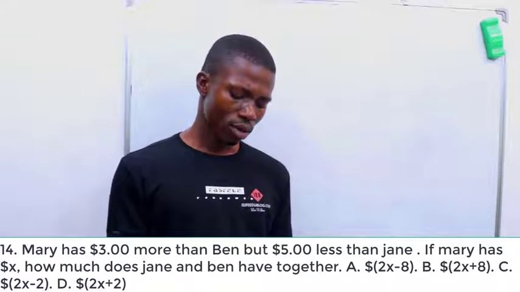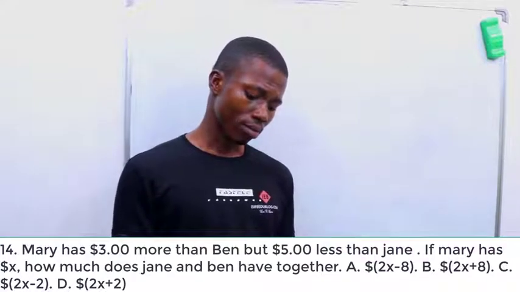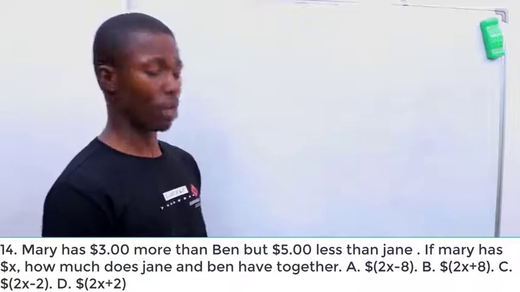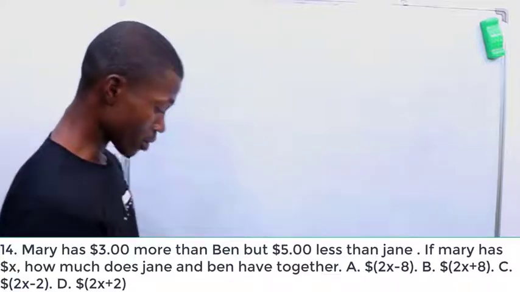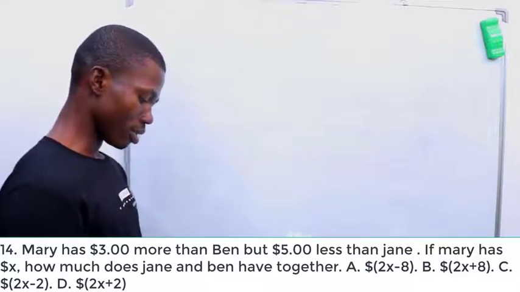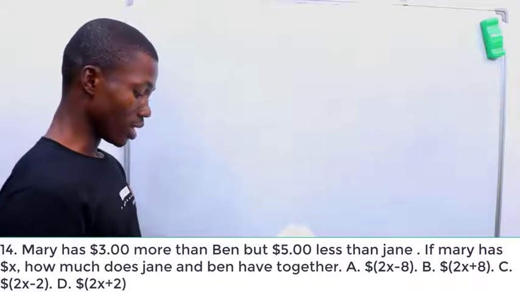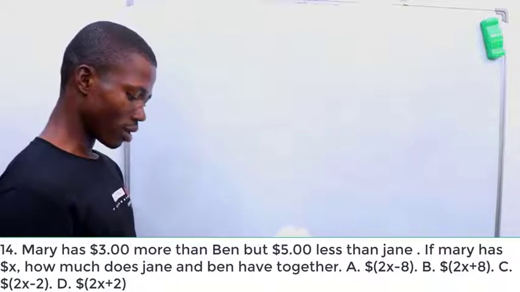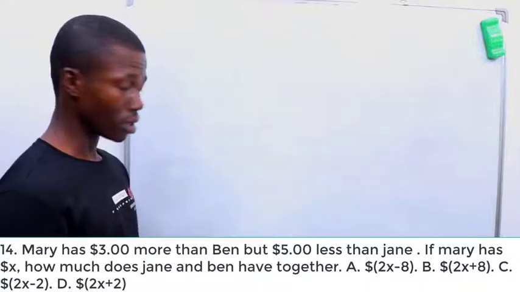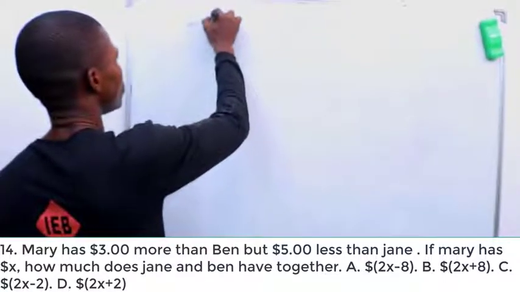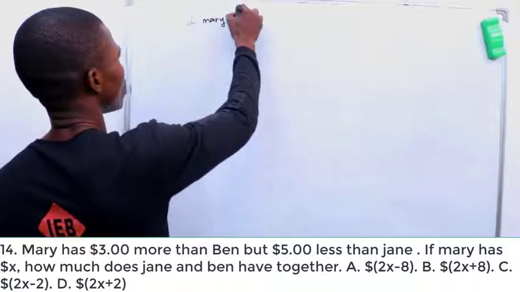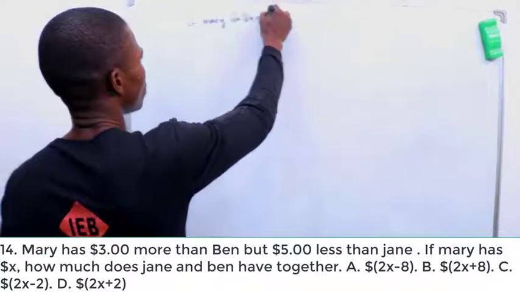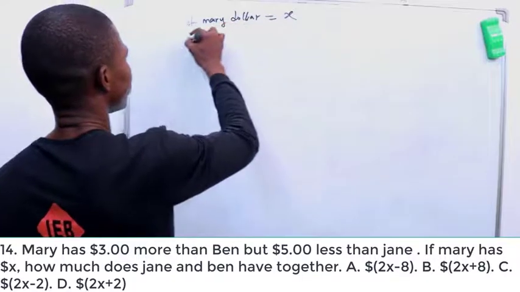Okay, let's quickly go over to question number 14. Mary has $3 more than Ben, but $5 less than Jane. If Mary has x dollars, how much do Jane and Ben have together? Let Mary's dollars be equal to x.